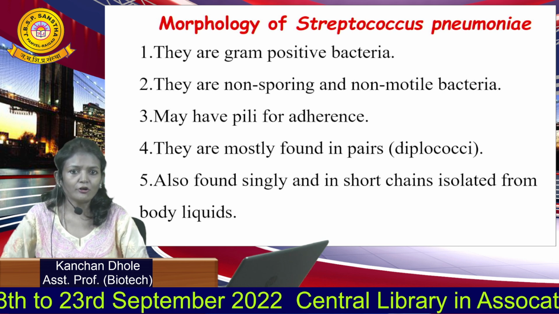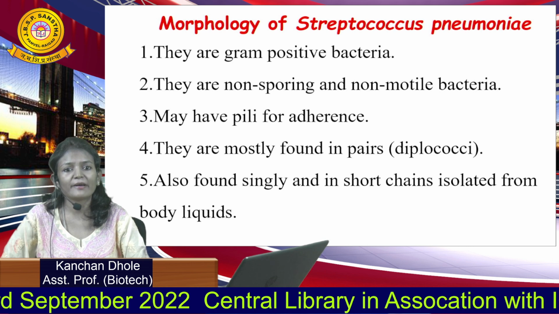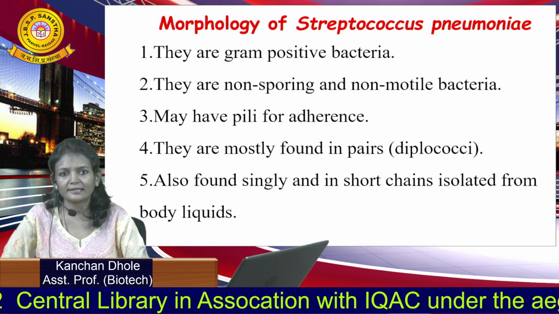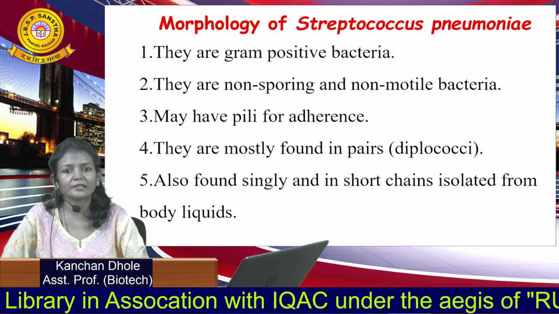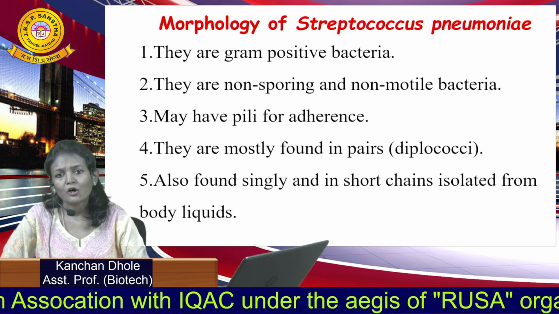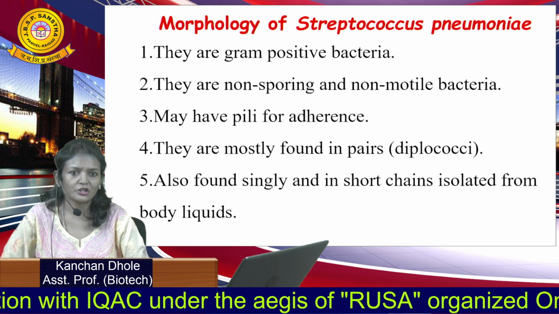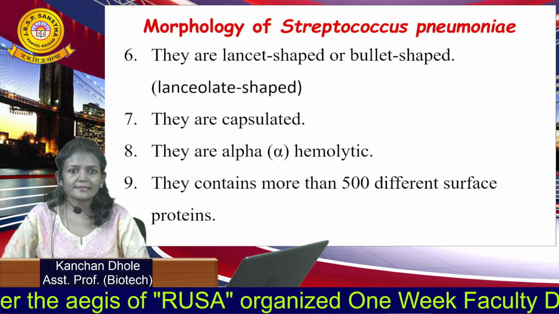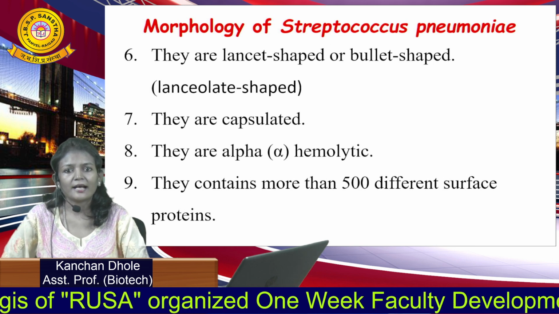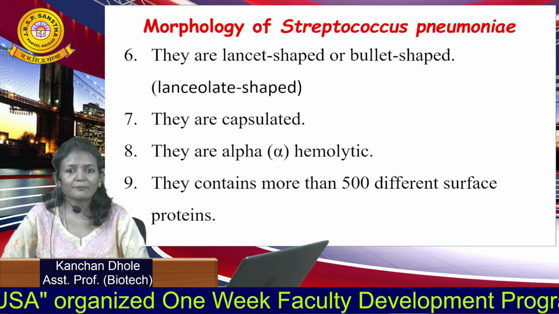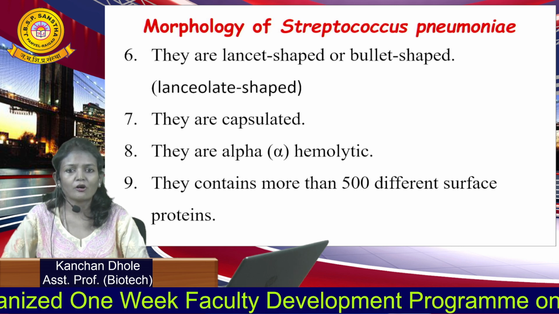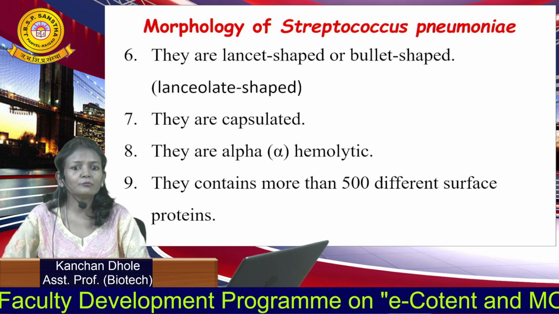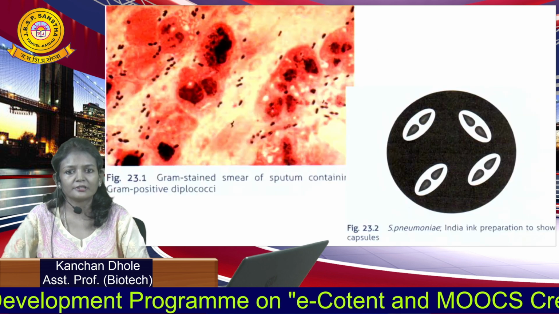They have pili for adherence and they are mostly found in pairs. Therefore they are known as diplococci, that means two cells are found together in pairs. They are also found singly or in short chains when isolated from body fluids. They are lancet shaped or bullet shaped and capsulated. The capsule is one form of pathogenicity, and they are alpha hemolytic. They contain more than 500 different surface proteins.